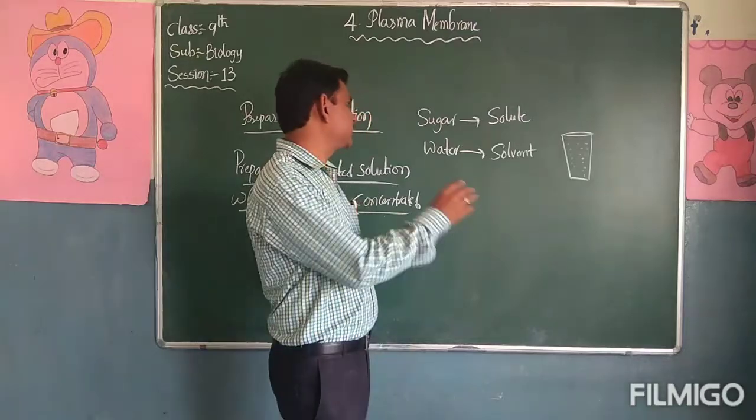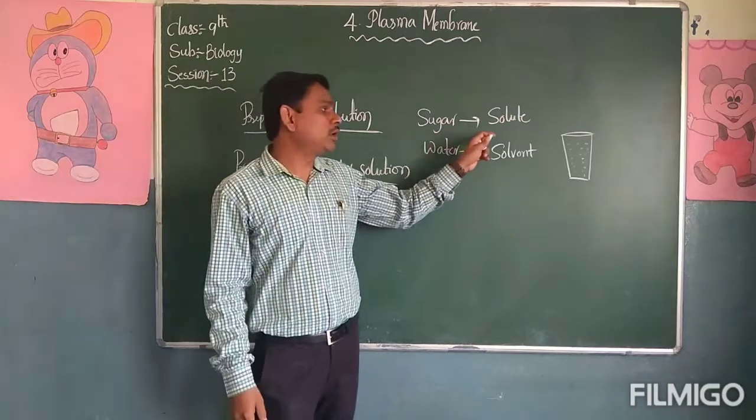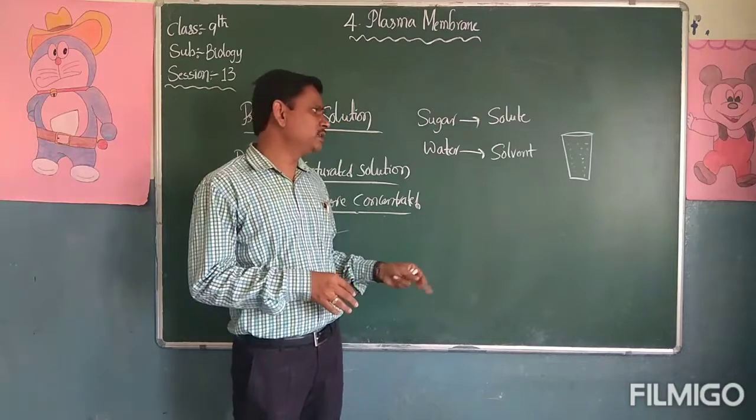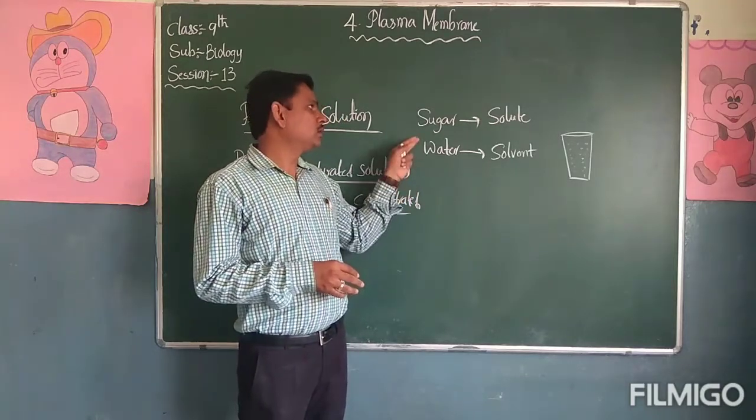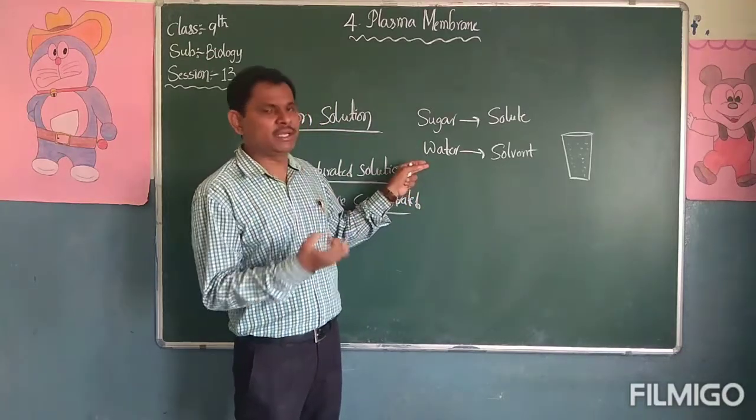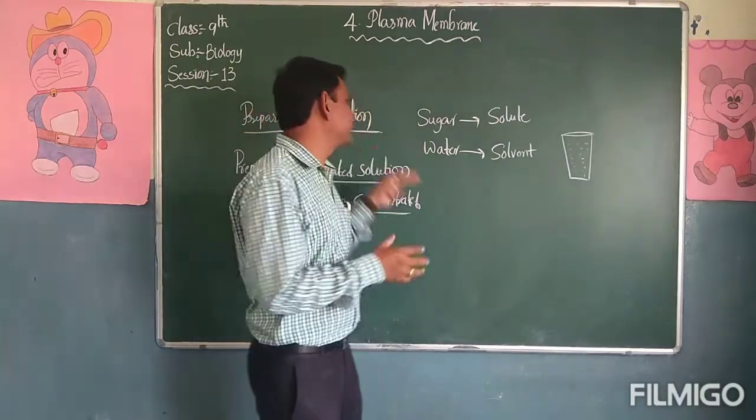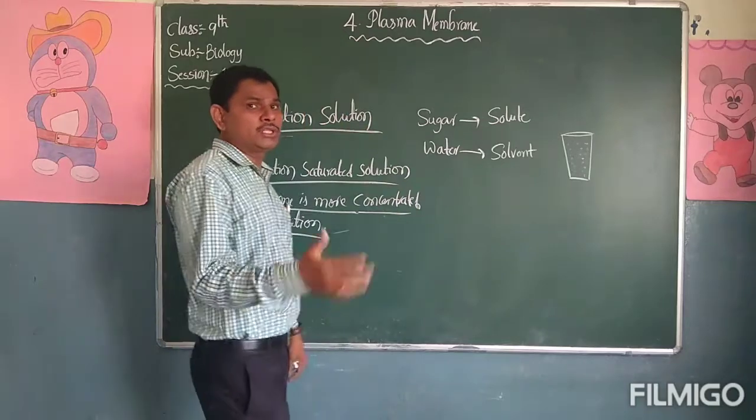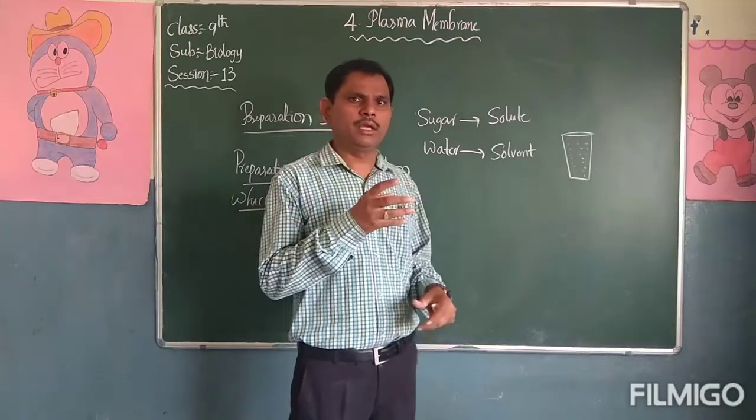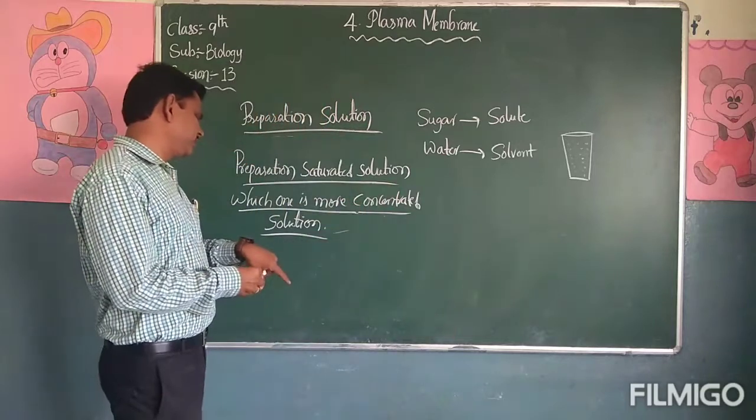So this is the preparation of a solution. The solute will be dissolved into the solvent. The solvent is the water in which the sugar is dissolving. So the water has the capacity to dissolve the sugar crystals. Any solution will be prepared like this only. The substance has to be dissolved into the water. This is about the preparation of a solution.